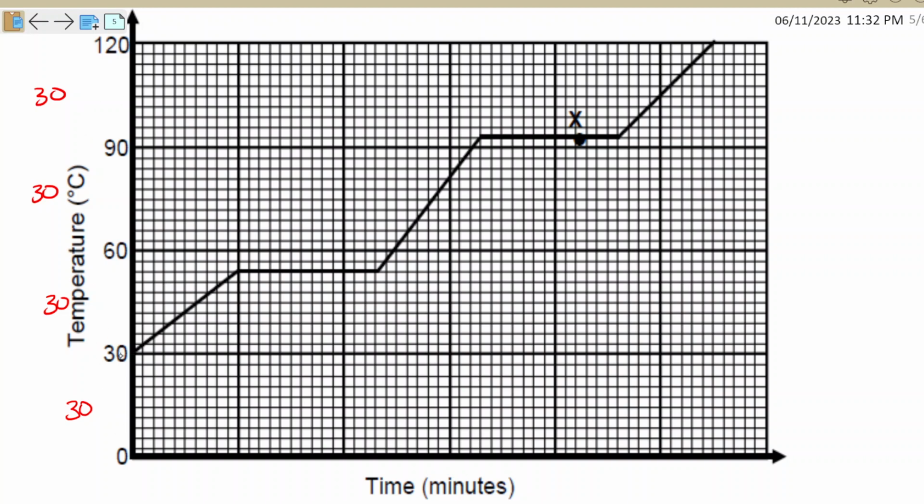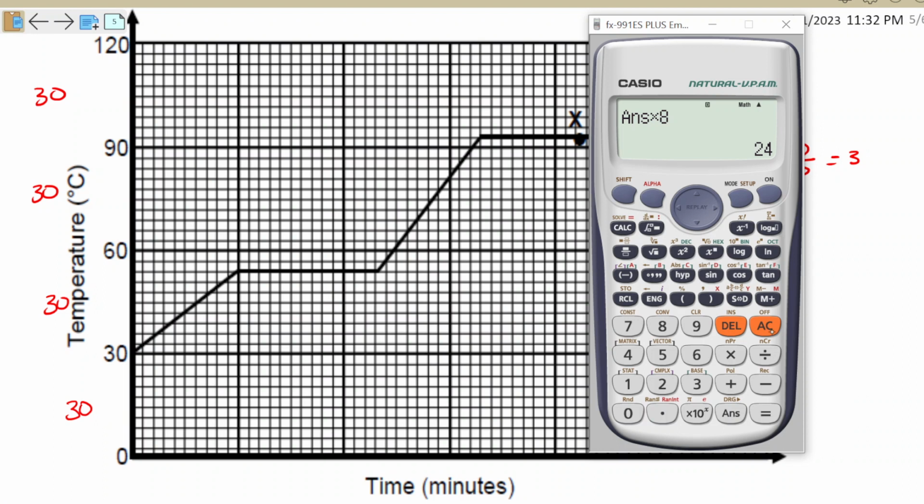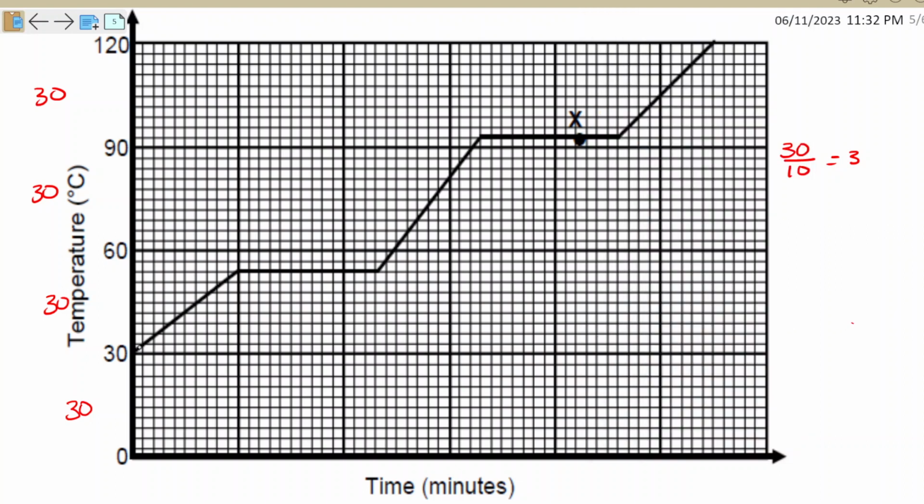And we know that there are 10 blocks between 30 and 60. So each block must have a value of 30 divided by 10, that is 3. That means that you add 3 ten times, then you're going to find 60. Let's check that. We add 3 times 10, that's 30. So that means that this is 30 plus 3, that is 33.